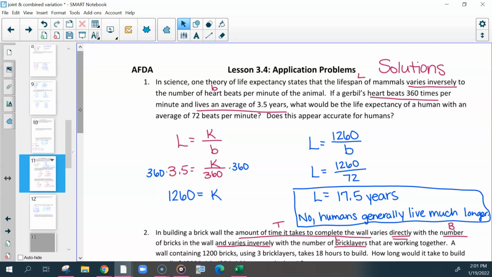Okay, so for number 1, this one just varies inversely. So you have to divide, find k, then find your life expectancy. Here it was a 2-part because the life expectancy was 17.5 years. Then it asked, does this appear accurate for humans? No. Otherwise, many of you wouldn't be in this room.